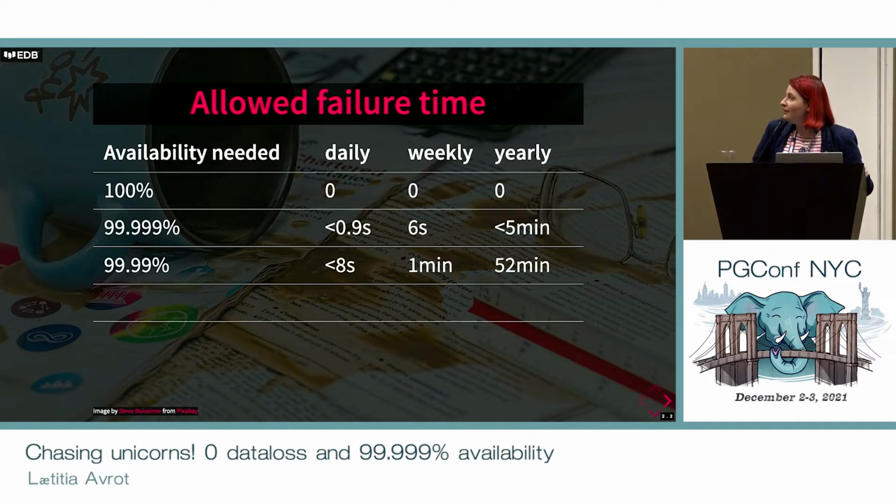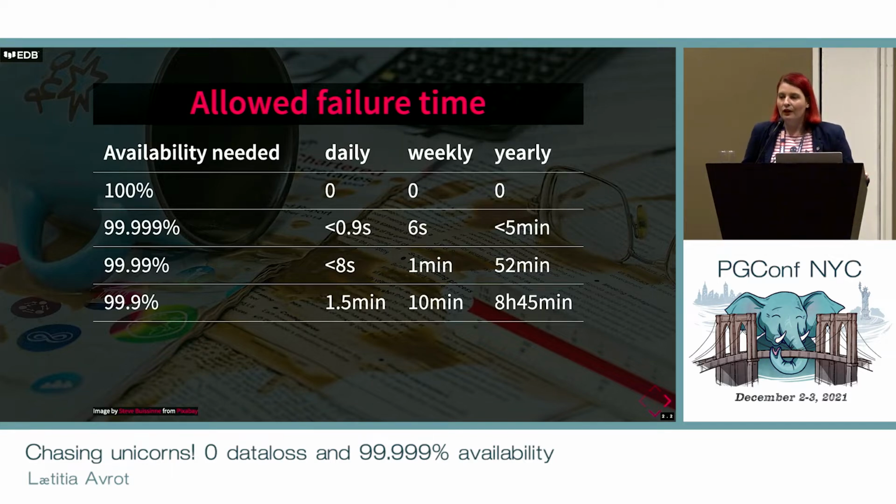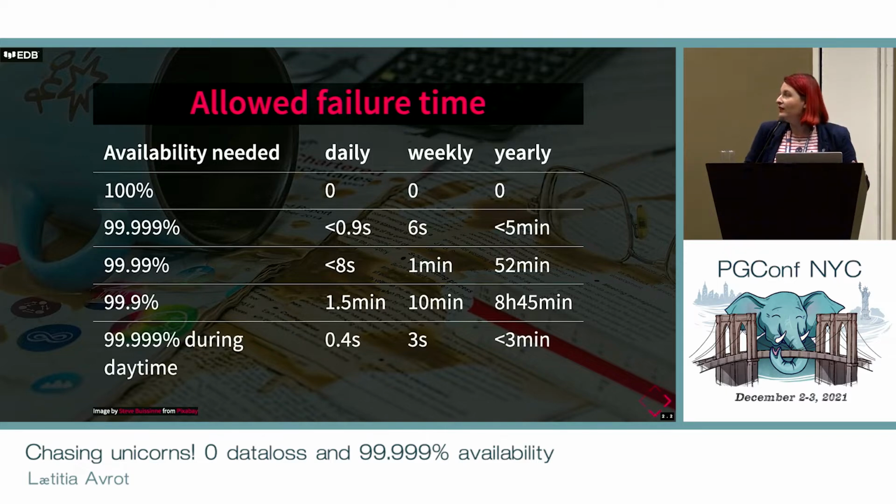For 4 nines, it means 52 minutes per year, and 3 nines, it's a little less than 9 hours. For the record, Facebook this year won't reach 3 nines. And I had something interesting with a customer saying, I don't want 5 nines. What I want is 5 nines only during the daytime, because I don't care about the night. That was worse than trying to reach 5 nines, because it means that we can't allow more than 3 minutes of yearly availability disruption.